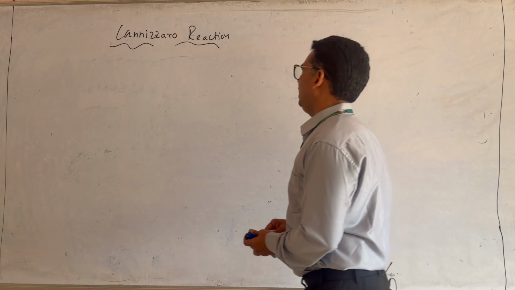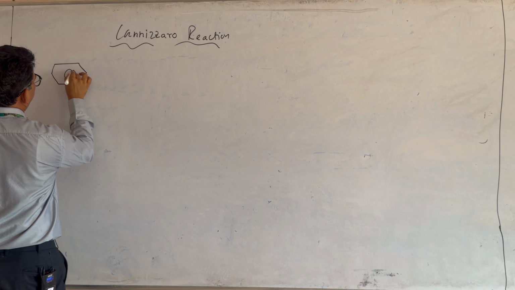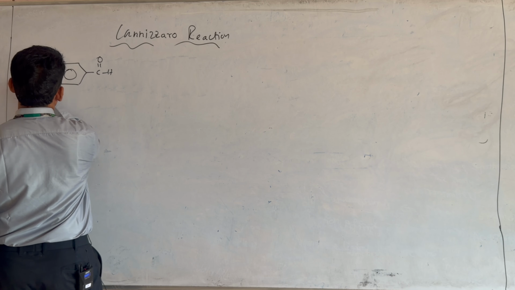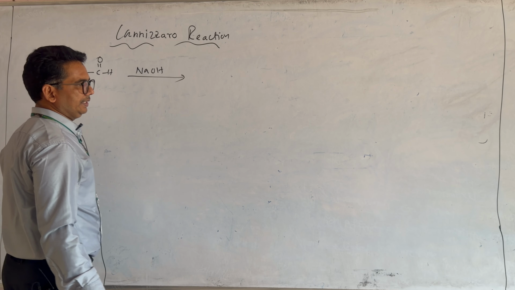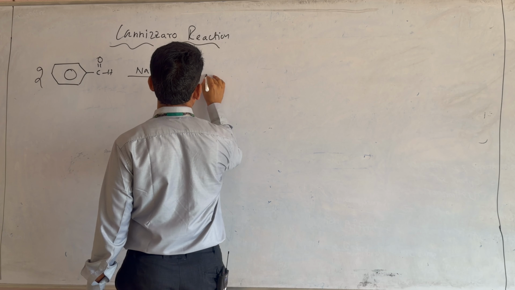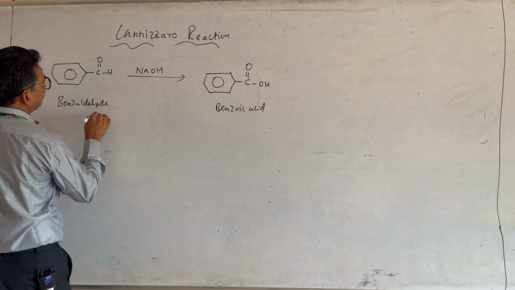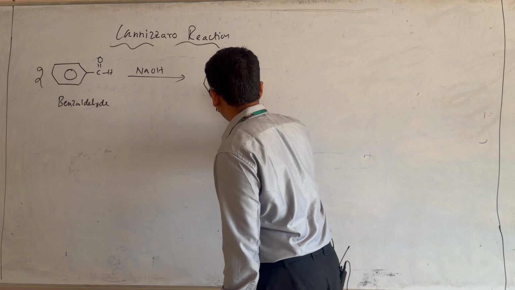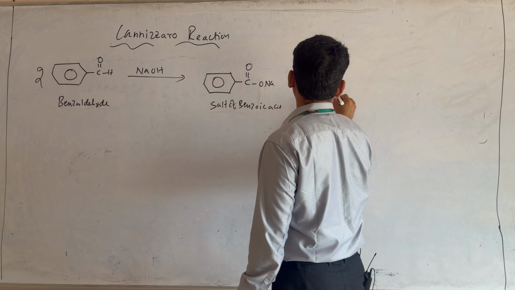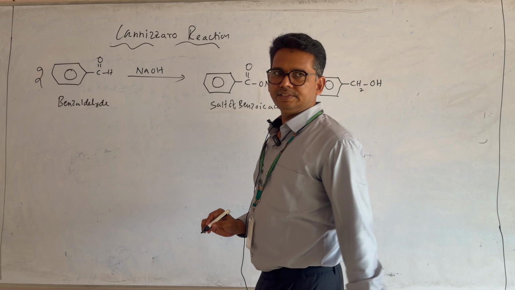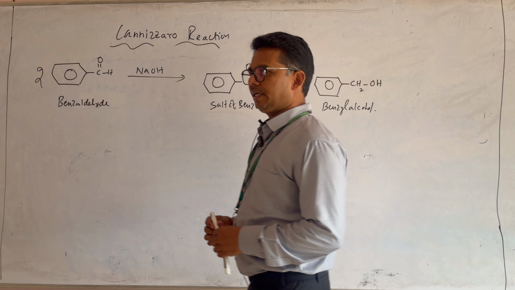No alpha hydrogen means what are we going to take there? Two moles of benzaldehyde. In the presence of sodium hydroxide, it is going to produce two molecules. One is the benzoic acid, another one is what? A salt of benzoic acid. Along with that, what is it going to produce? Benzyl alcohol. This is the Cannizzaro reaction.